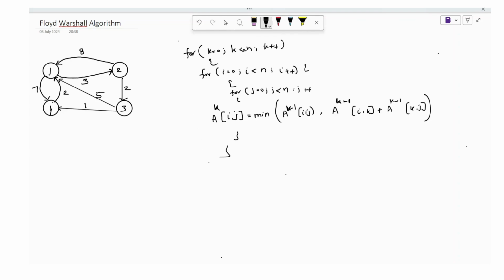We have to loop the entire process. Since we are having 3 loops, the complexity of Floyd-Warshall algorithm is order of n cube.